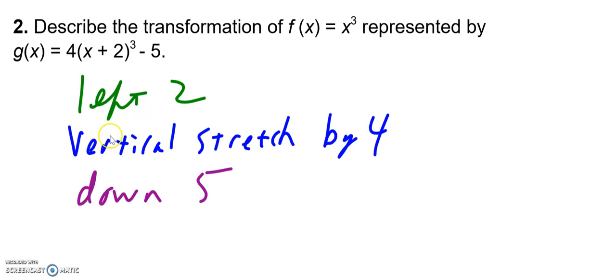Okay, so here is left 2, vertical stretch by 4, and down 5. So we haven't seen the vertical stretch that much, but that's that, right? I mean, we've seen that a lot before, but not today. Here was our left 2, and here is our down. Now keep in mind, vertical stretch, if you were to actually graph this, is literally taking all of the y coordinates and multiplying them by 4. So that's how that vertical stretch occurs.